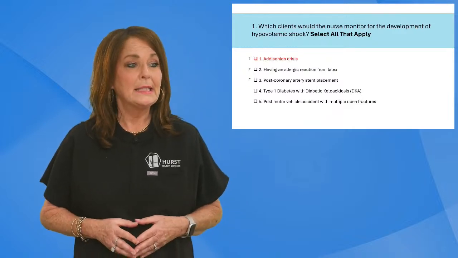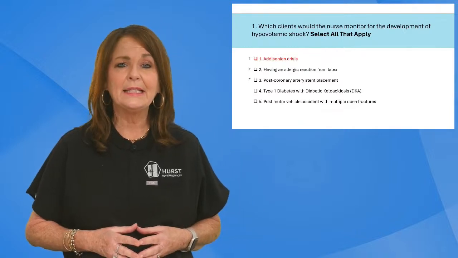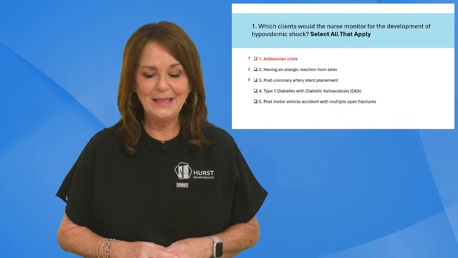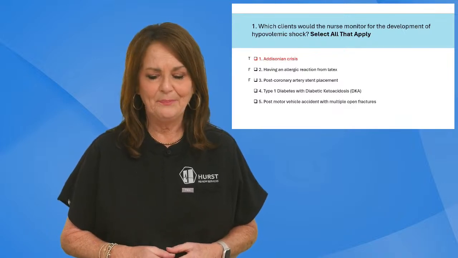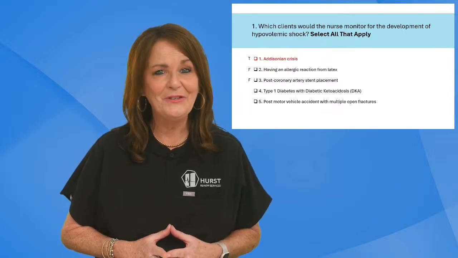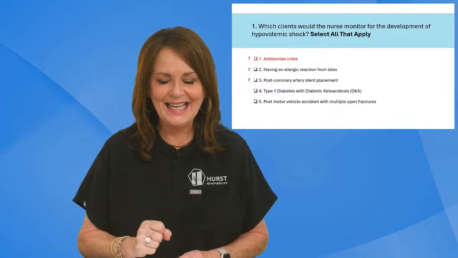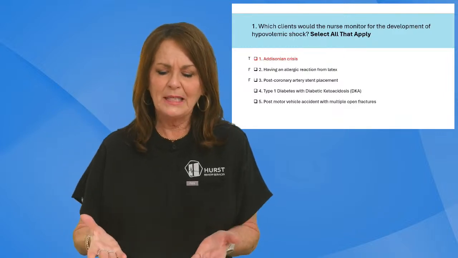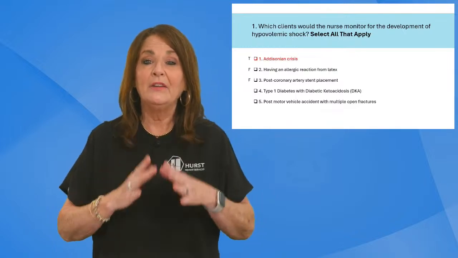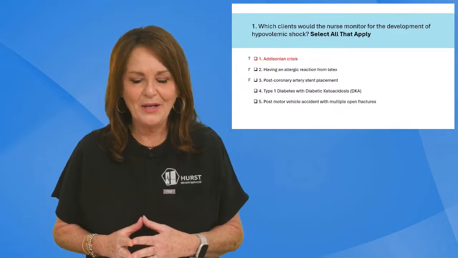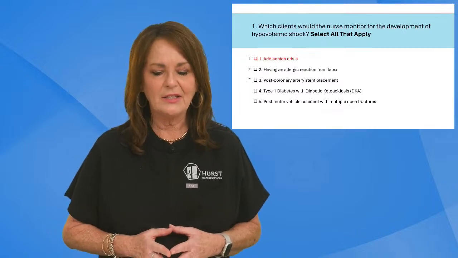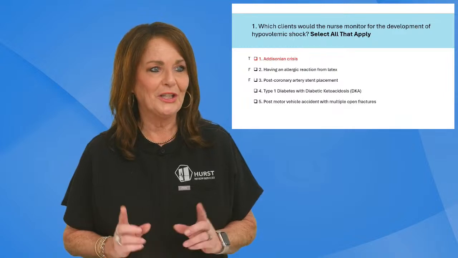Look at number 4. Type 1 diabetes with diabetic ketoacidosis, DKA. A client with type 1 diabetes is always at risk for DKA. If they develop this, what happens to their urinary output? What does it do? You know, it increases, doesn't it? Yes, it increases. Why is that? Because there is too much sugar in the vascular space, and it has to go out in volume, right? Yes, it has to go out in volume. This client develops polyuria. Polyuria causes shock. So option number 4 is true.